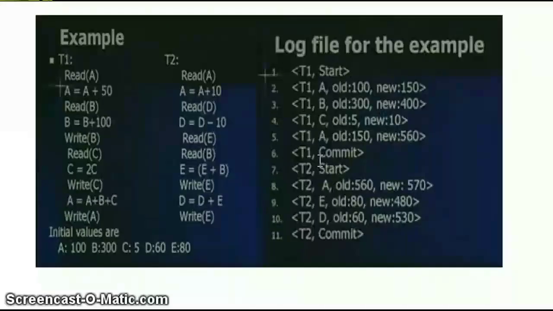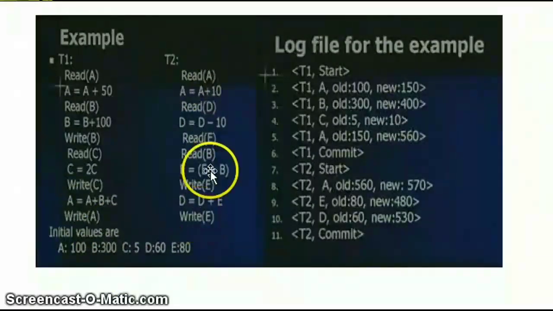Here is an example with two transactions, T1 and T2. In transaction T1 there are several operations: read A, add 50 into A, then read B, add 100 into B, write B, read C, double the value of C, write C, then sum A, B and C into A and write A.